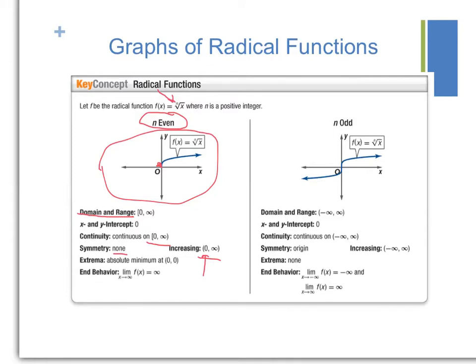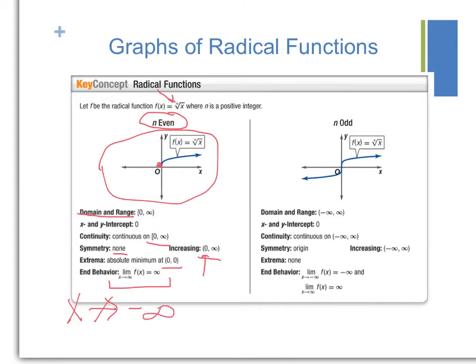Extrema, our absolute minimum, is at (0, 0). Our lowest point on the graph is at the origin. And we only have one end behavior. We could say the limit as x approaches infinity is equal to infinity. We are not able to approach negative infinity here because x cannot approach negative infinity.